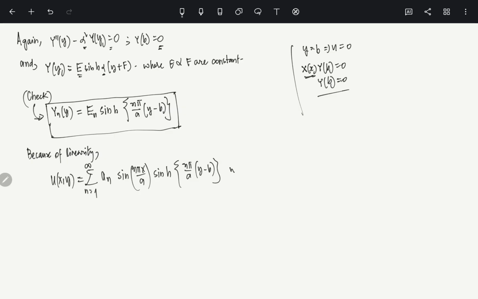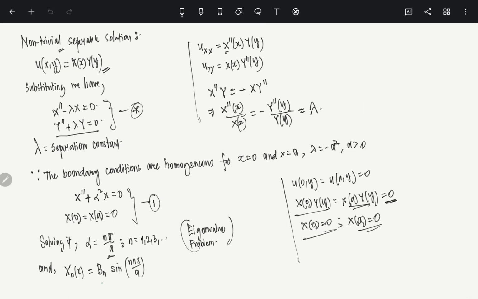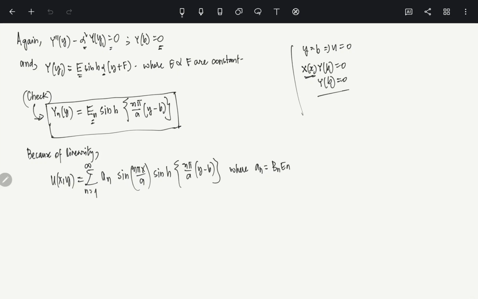Here, what is a_n? a_n is nothing but b_n times e_n. This e_n is there and that b_n is there. So essentially, if you multiply it, those are the extra terms which come out, and we're just writing it as a_n. Now, we don't know what a_n is. We have to find that a_n. Otherwise, everything is done, right? How do I find a_n?